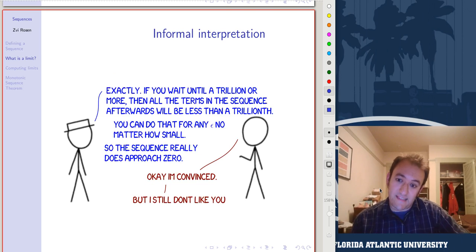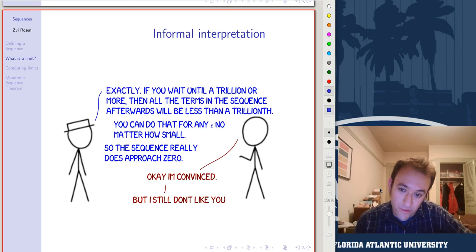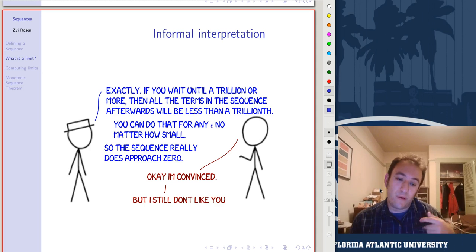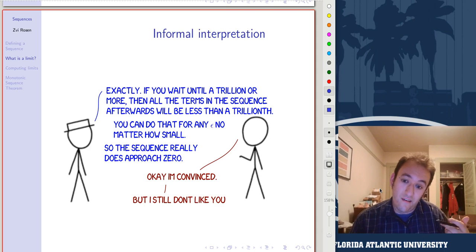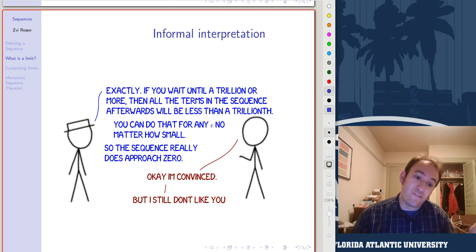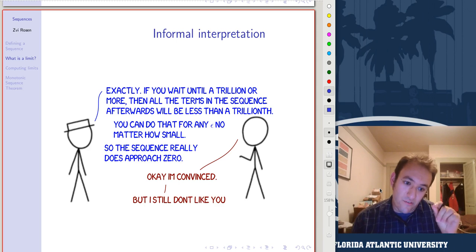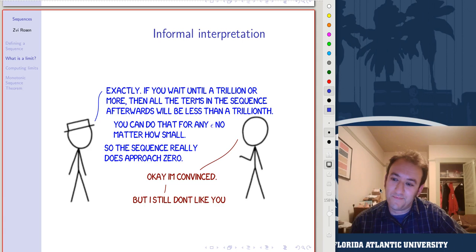The mathematician replies, exactly. If you wait until a trillion or more, then all the terms in the sequence afterwards will be less than a trillionth. You can do that for any epsilon, no matter how small. You're always going to be able to find an n so that everything after that n is smaller than that epsilon. So the sequence really does approach 0. The skeptic replies, okay, I'm convinced, but I still don't like you.